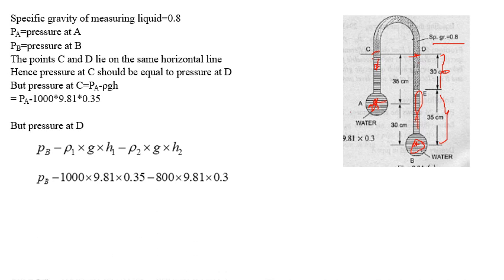Substitute the values here: P of B minus the density of water, 1000 into 9.81 multiplied by the height of 35 centimeter, that is 0.35 meter, minus the density of the fluid present on this height H2, that is 800 into 9.81 into 0.3, the height of that, 0.3.